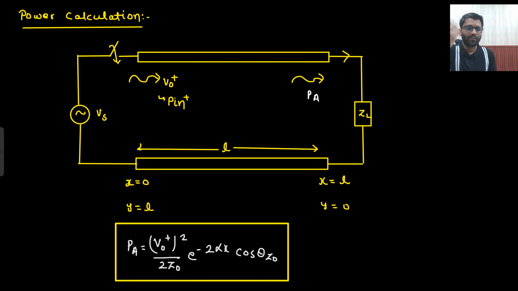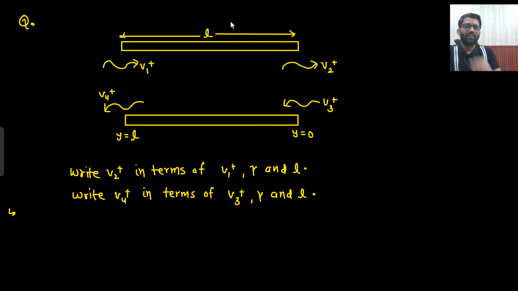Now we will solve a few problems. So this is the question given in front of you. You need to write V2 plus in terms of V1 plus, gamma and L, and you need to write V0 plus in terms of V3 plus, gamma and L. So try doing it on your own. I will take a break and then I will come back. So you need to write these expressions. Okay. Yeah, so let's start this question.